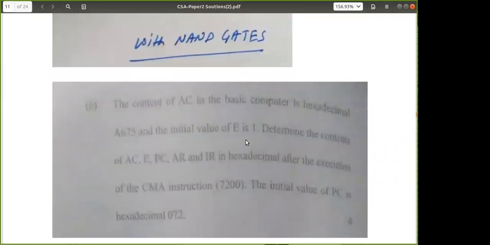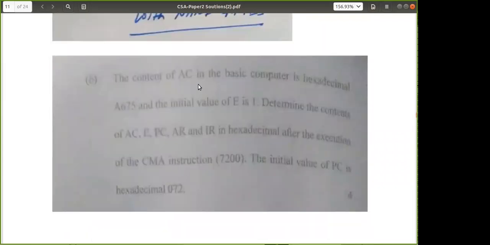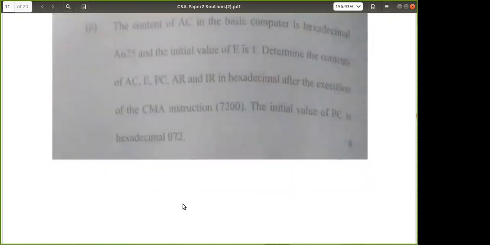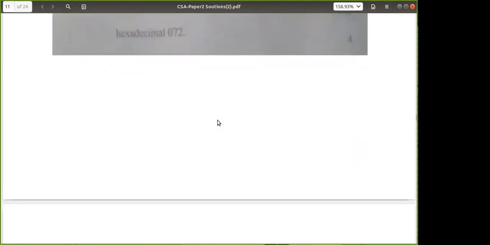So let's move to the next part. Here we have the question: the content of AC in the basic computer is hexadecimal. The accumulator register has the value A675, the initial value of E is 1, and determine the content of AC, E, PC, AR, IR in hexadecimal after the execution of the CMA instruction. First we need to look at what the CMA instruction is, otherwise we are not able to solve that problem. The initial value of PC is 72. As soon as this question comes, you have to first figure out what the CMA instruction is.